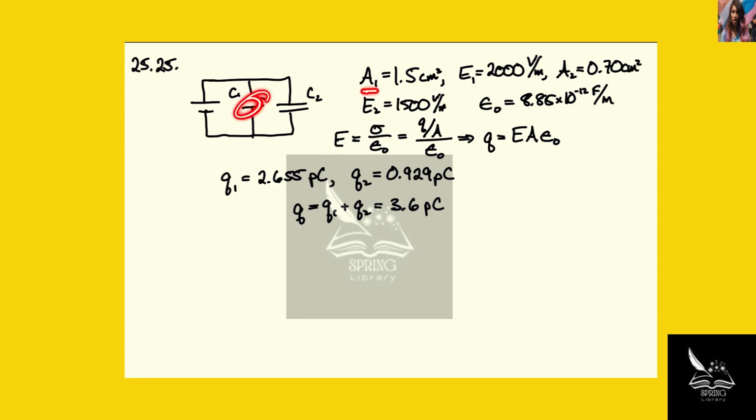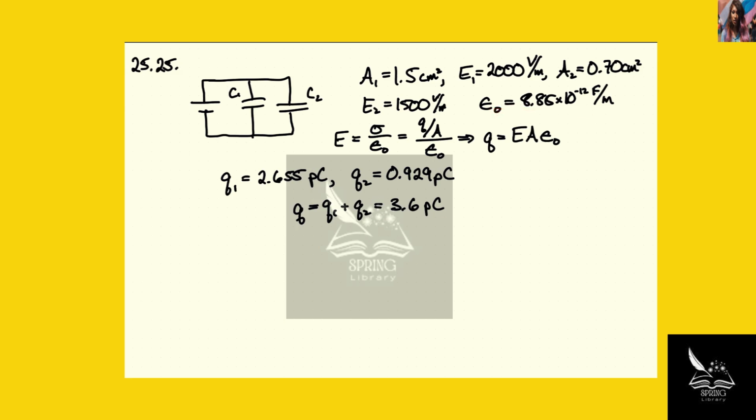We're told that the first capacitor has a cross-sectional area of 1.5 centimeters squared. It has an electric field across it of 2,000 volts per meter. The second capacitor has a cross-sectional area of 0.70 centimeters squared, and it has an electric field across it of 1,500 volts per meter. And obviously, we know the permittivity constant here.